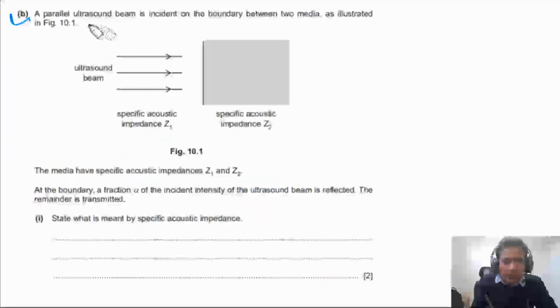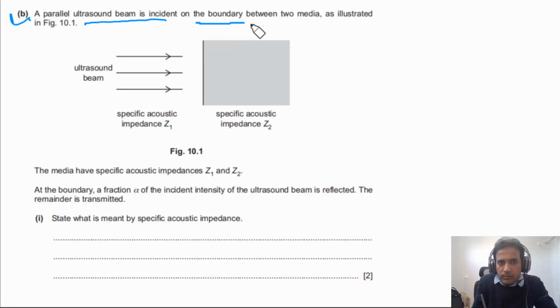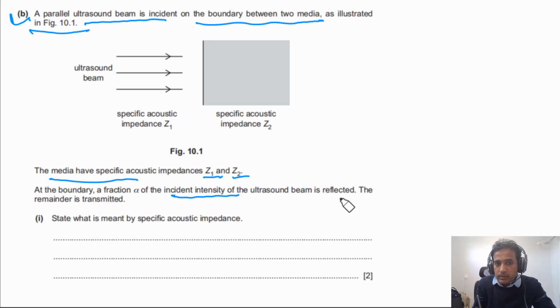Part B says a parallel ultrasound beam is incident on the boundary between two media, as illustrated in figure 10.1. The media have specific acoustic impedance Z1 and Z2. At the boundary, a fraction alpha of the incident intensity of the ultrasound beam is reflected. The remainder is transmitted. State what is meant by specific acoustic impedance.